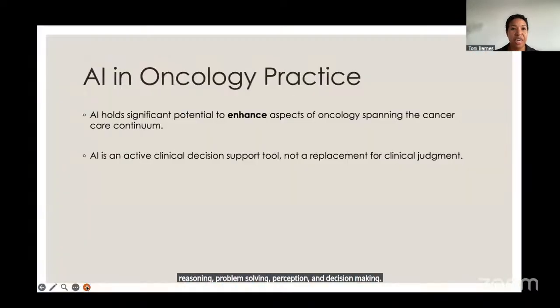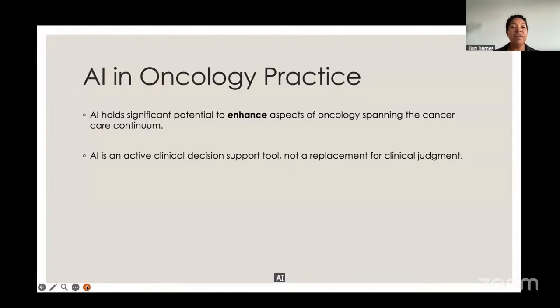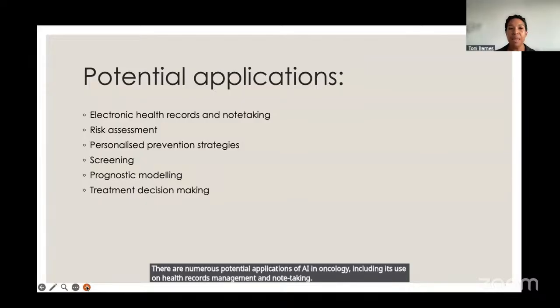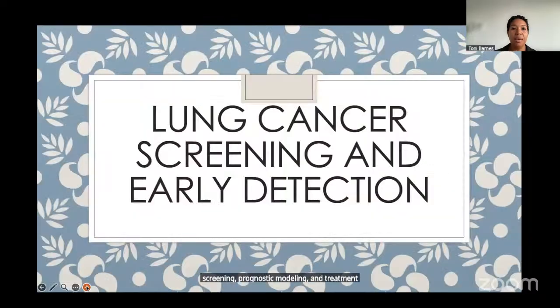In oncology, AI holds significant potential to enhance aspects of oncology, spanning the cancer care continuum. AI is an active clinical decision support tool, but it is not a replacement for clinical judgment. There are numerous potential applications of AI in oncology, including its use in health records management and note-taking, its use in risk assessments for patients, personalized prevention strategies, screening, prognostic modeling, and treatment decision-making.